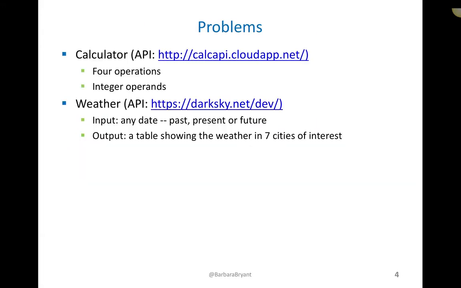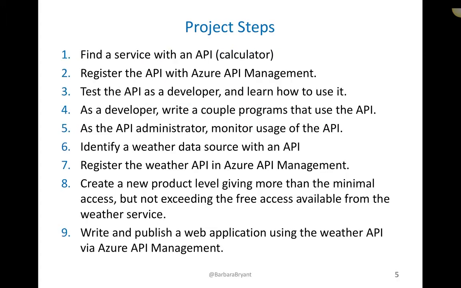So I tackled two problems. As a test run or to get started, I used a simple calculator API, and then I did what I really wanted to do, which was to create a weather application. And for the back end, I used the Dark Sky source of data. And I wanted an application where I could give any date, past, present, or future, and then show a table with the weather in 7 cities that are of particular interest to me.